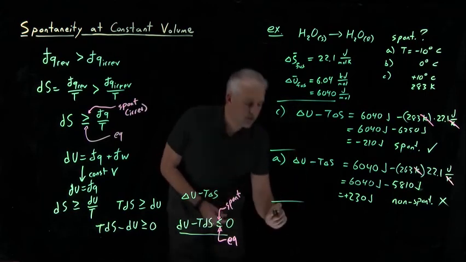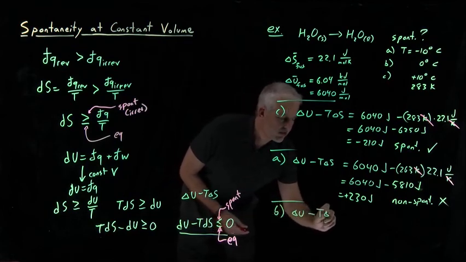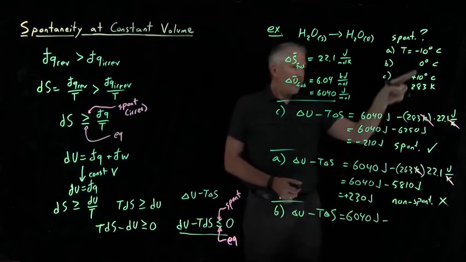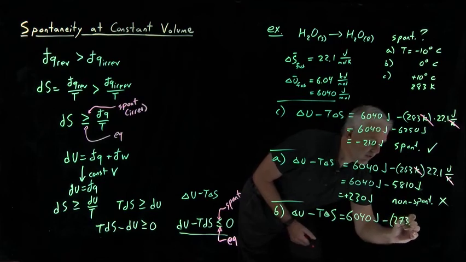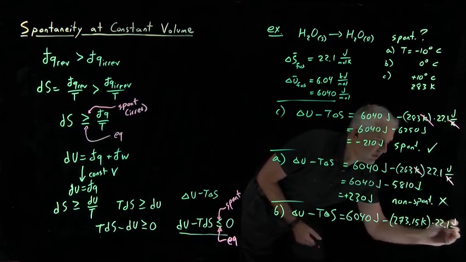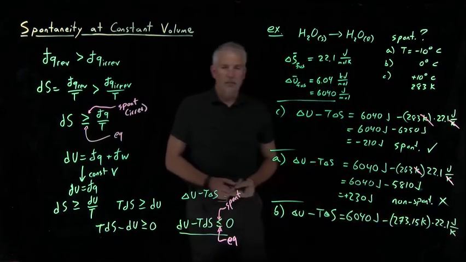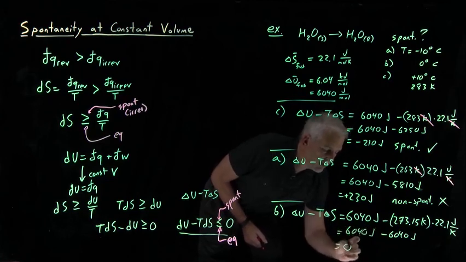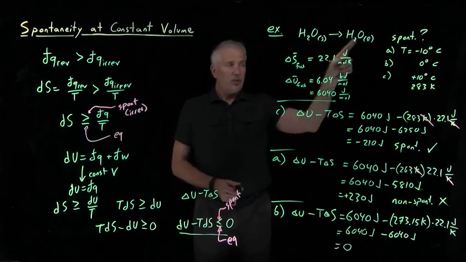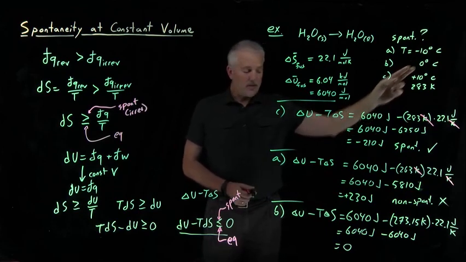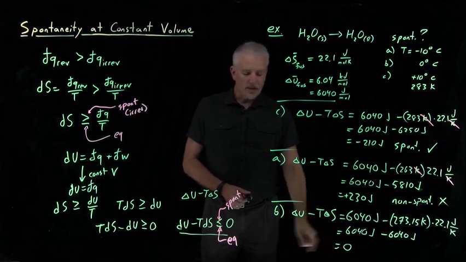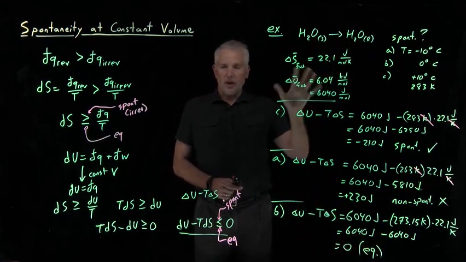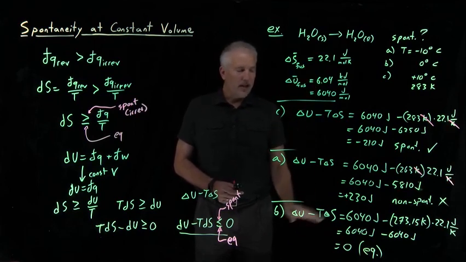And just to complete the third case, which was case B, the details of which won't surprise you at this point. So if I take 6,040 joules minus, and here, in order to get them to cancel, I need to do this at exactly 0 degrees Celsius, so 273.15 Kelvin. That product, 273.15 Kelvin multiplying 22.1 joules per Kelvin, that'll give me 6,040. So if I ask whether ice will melt and form liquid water at a temperature of 0 degrees Celsius, at its melting point, that difference delta U minus T delta S comes out to exactly zero, which means the process is in equilibrium. So that means solid water and liquid water are in equilibrium with each other. I can have both of them existing, converting back and forth between each other at this temperature.